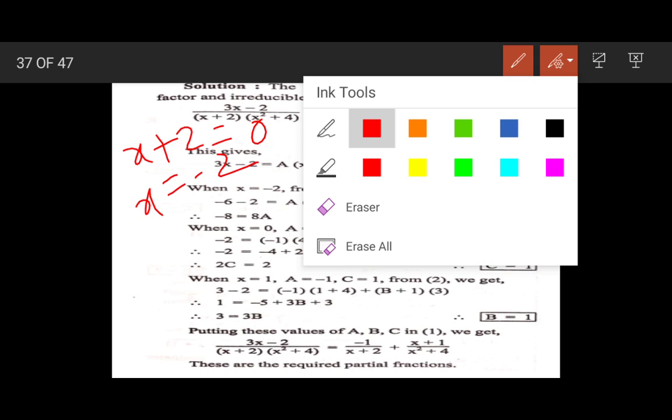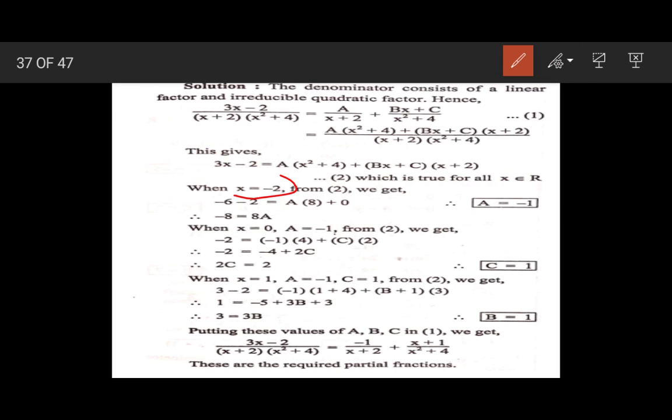Now the next step is cross multiplication. By cross multiplying we get 3x minus 2 equal to A into (x square plus 4) plus (bx plus c) whole into (x plus 2). Now next we have to substitute values of x. Let the first factor equal 0. So x plus 2 equal to 0, meaning x equal to minus 2. So the first value is x equal to minus 2.